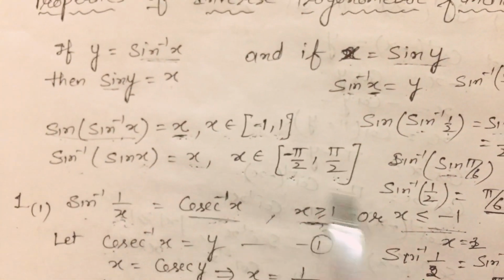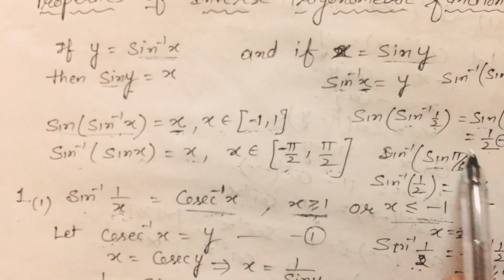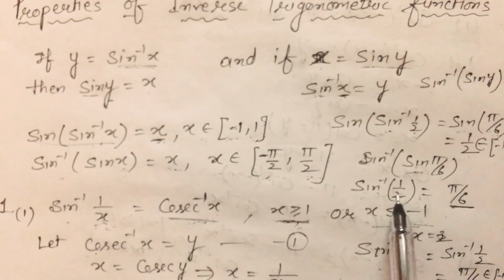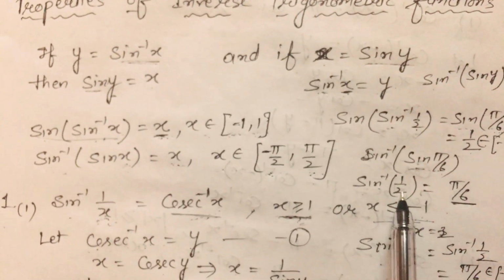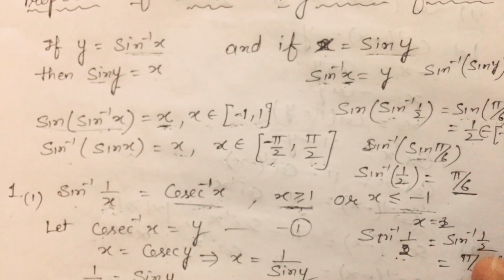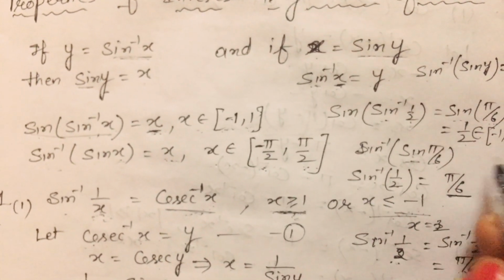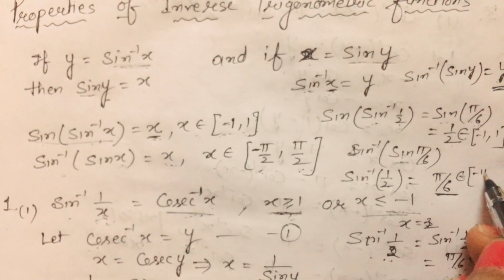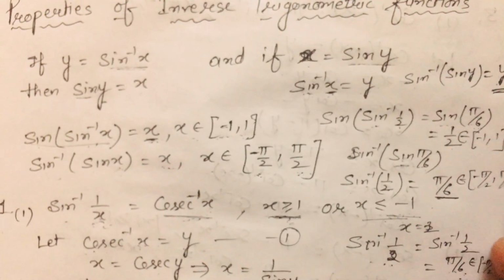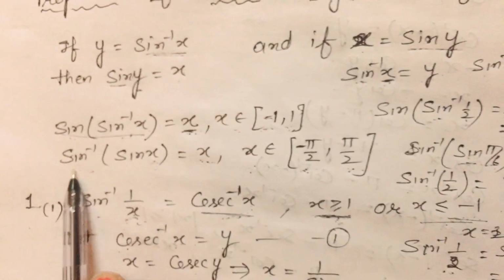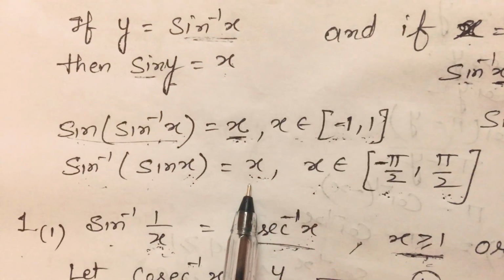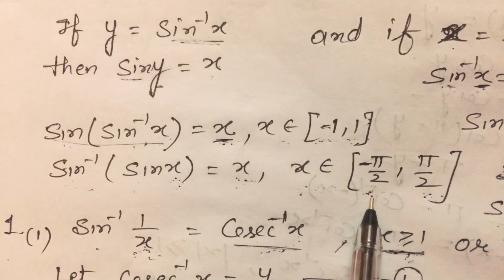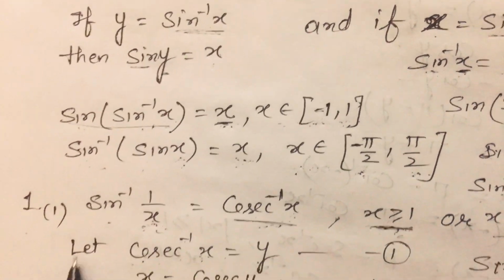For example, sine inverse sine of pi by 6: sine pi by 6 is 1/2, and we know that sine inverse 1/2 is pi by 6, which belongs to minus pi by 2 to pi by 2. Same, we can write sine inverse sine x is equal to x, where x belongs to minus pi by 2 to pi by 2.